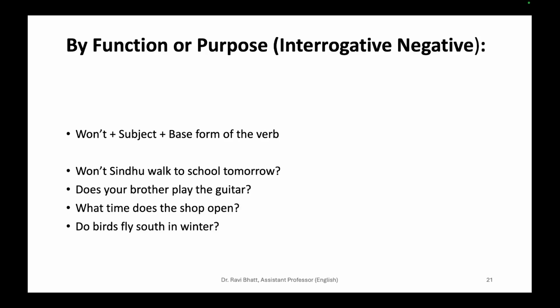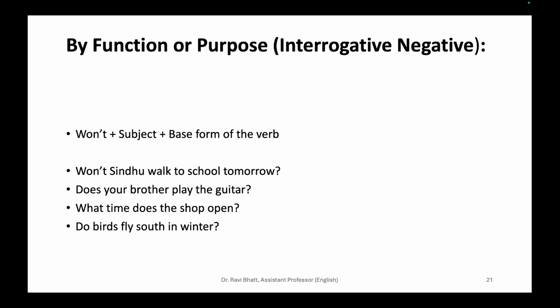Then we have interrogative negative. I told you what are negative statements. Now, when a negative statement is written in an interrogative way, then it becomes interrogative negative. Interrogative means always asking a question. Now, interrogative negative, the structure is won't plus subject plus base form of the verb.